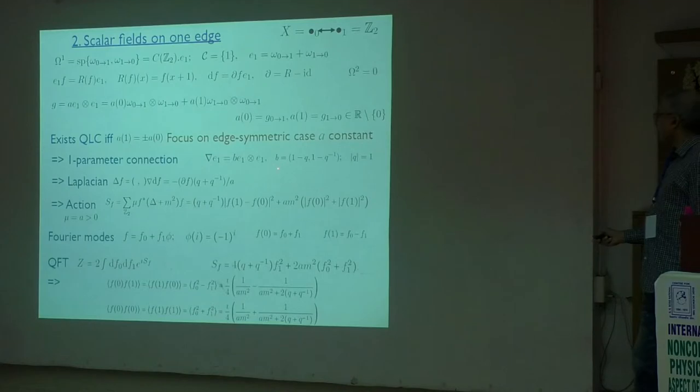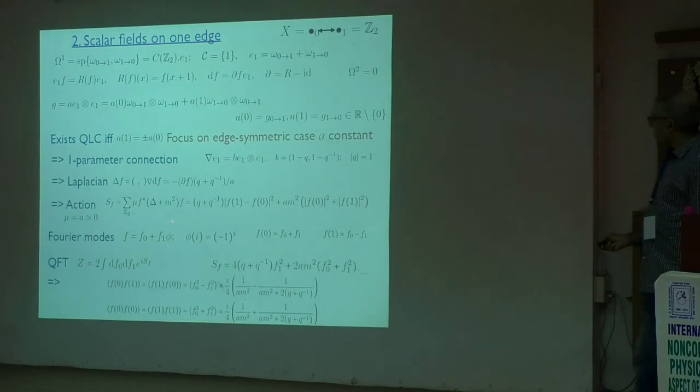Now the action. The action will basically be the Laplacian applied to f and then f star, integrated over the manifold. That means summed over Z2 in our case with a measure mu. And for the measure, I will take the determinant of the metric. So that's a. And so this will be this. That comes out just to be this combination. So it's the modulus squared of f0, f1, and of the difference. So that is the scalar field action.